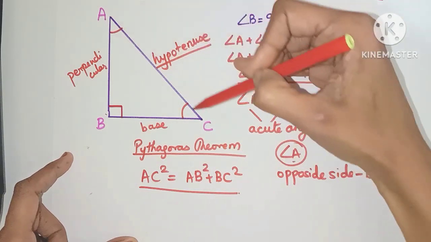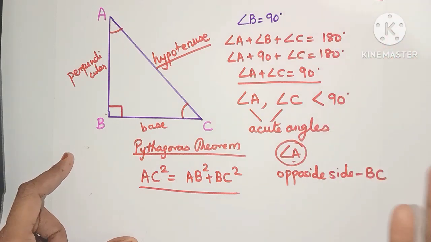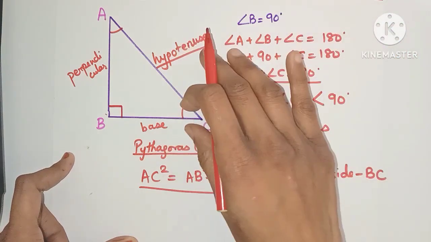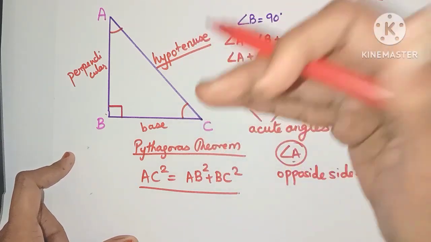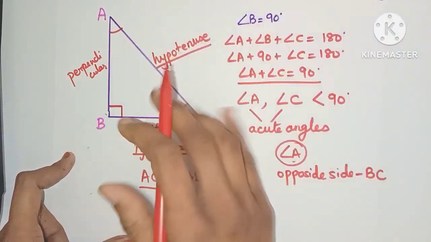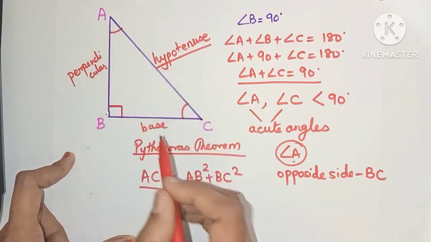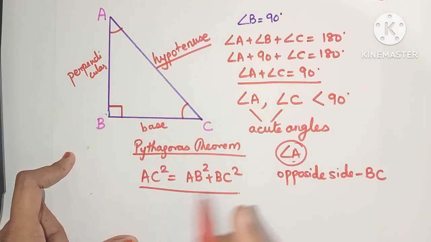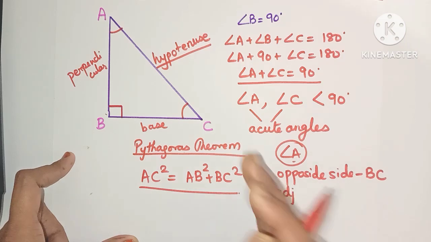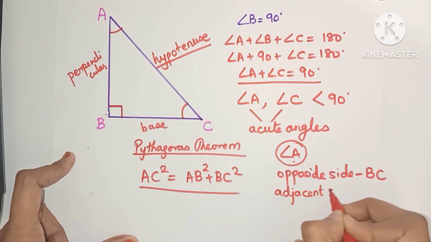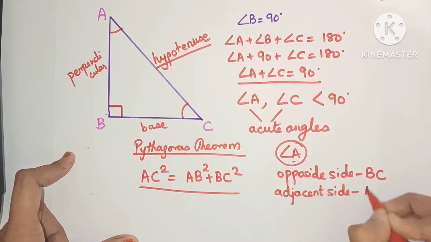But this side AC is already given the name hypotenuse, right? So why give it another name, adjacent? It is already adjacent also, but we have given it a special name, hypotenuse. So we will call this other side AB, which is also adjacent to angle A, the adjacent side. Okay, adjacent means next to it. That is the meaning of the word adjacent. So here the adjacent side is AB for angle A.